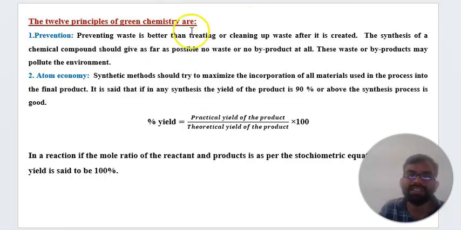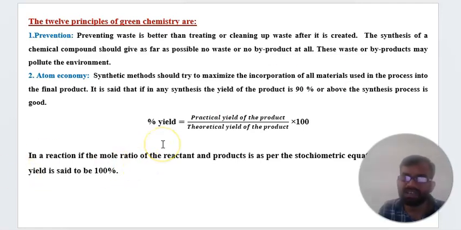The second point you can see is atom economy. Synthetic methods should be designed to maximize the incorporation of all the materials used in the process into the final product. It is said that if in any synthesis the yield of the product is 90% or above, the synthesis process is good.